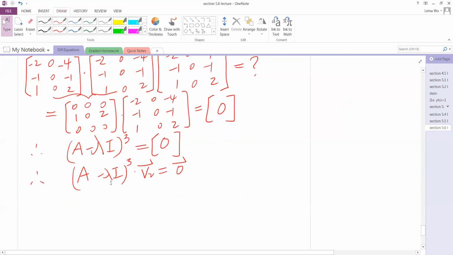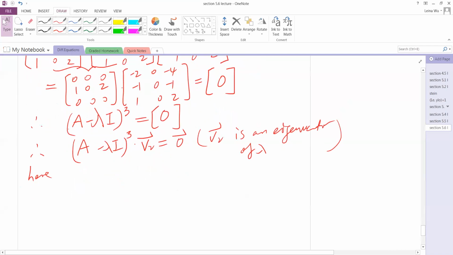All right, so we have A minus lambda I cubed times V2 would be zero, which indicates V2 is an eigenvector of lambda, right? So here, typically, we do our V2 be A minus lambda I times V1. Let's first try this. If this will give you a non-zero vector, then you've already got your V2.